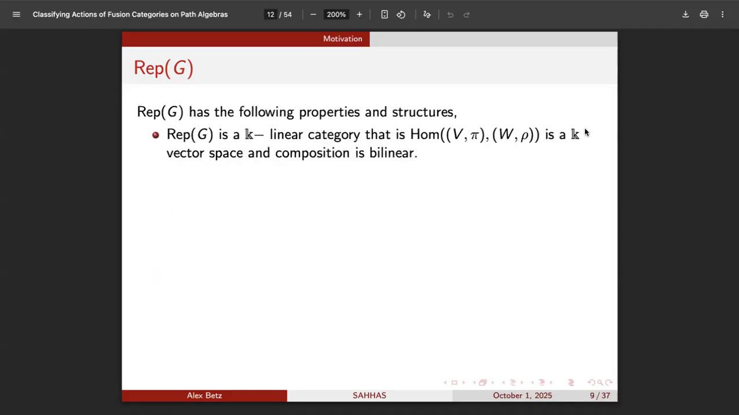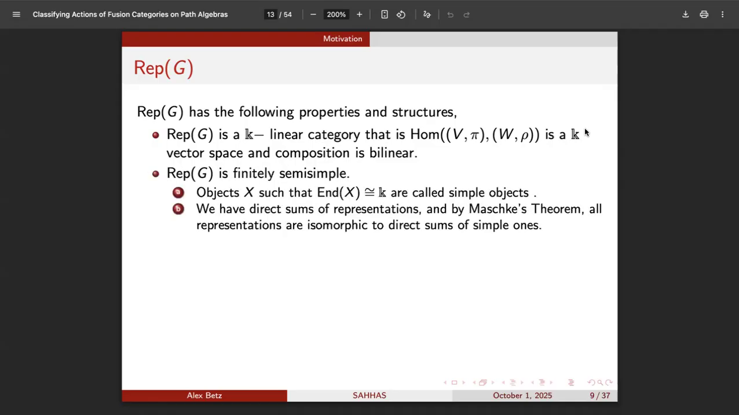So, Rep G has the following properties and structures. One, it's a K-linear category. That means that the Hom spaces between any two objects are vector spaces, and their composition is bilinear. Two, it's finitely semi-simple. We have Maschke's theorem that tells us that every representation breaks down into a direct sum of irreducibles up to isomorphism. And we can figure out what the simple objects are because their endomorphisms are the ground field.